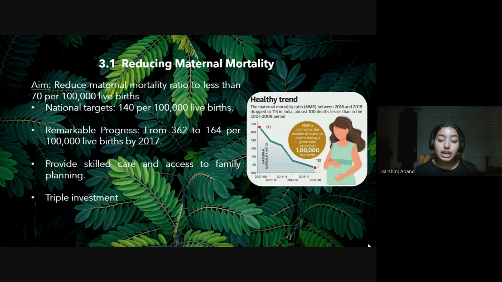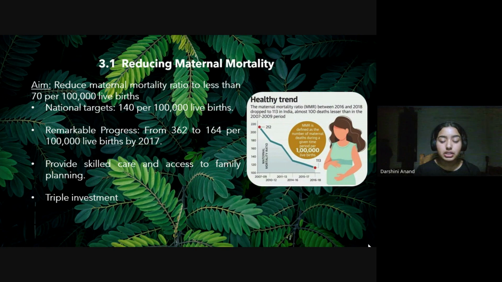The data for these targets are collected on the basis of certain indicators. The indicators for this target include maternal mortality ratio and proportion of births attended by skilled health personnel. There is remarkable progress in reducing maternal mortality from 362 to 164 deaths per 100,000 by 2017. However, the global target is less than 70 deaths per 100,000 live births, and the national target is lesser than that, which is 140 deaths per 100,000 births.